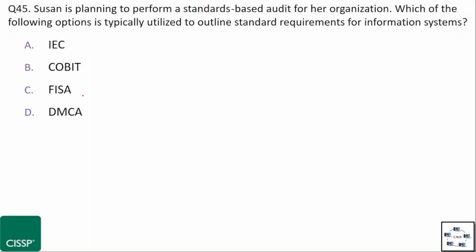Question 45. Susan is planning to perform a standard-based audit for her organization. Which of the following options is typically utilized to outline standard requirements for information systems? Option A, IEC, option B, COBIT, option C, FISA, and option D, DMCA. And the correct option is option B, COBIT.